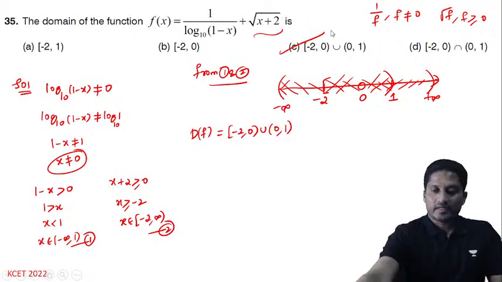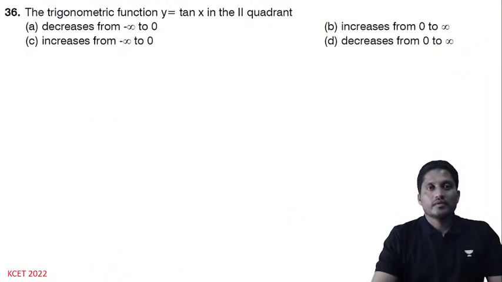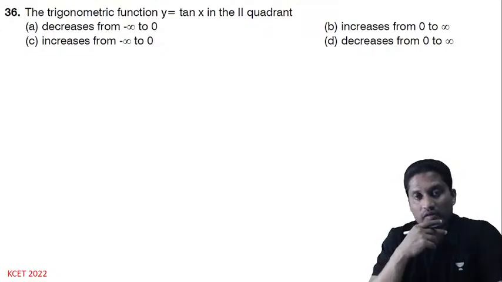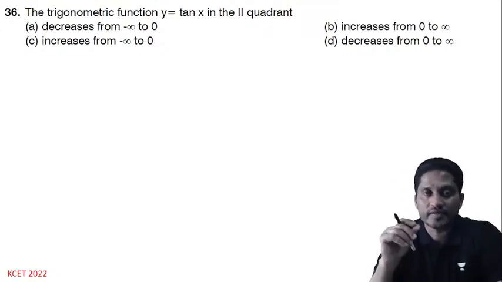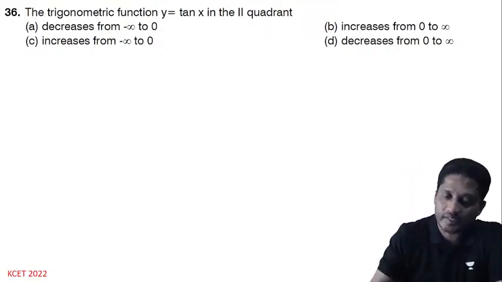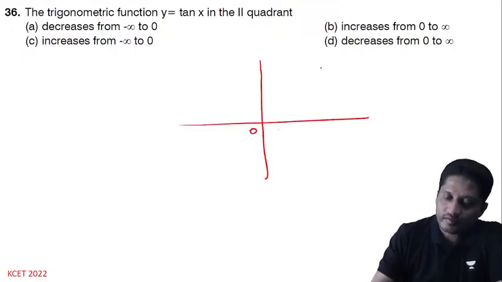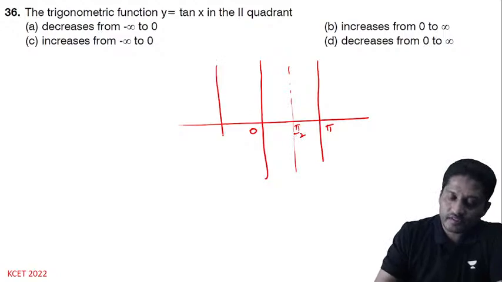Alright, let's move to the next question. The trigonometric function y is equal to tan x in the second quadrant. See, the range of tan is minus infinity to plus infinity, right? Any real number. And this is the tan graph. Tan 0 will be 0, tan pi is also 0. And obviously here you get pi by 2, which is not defined. Tan 90 is not defined.